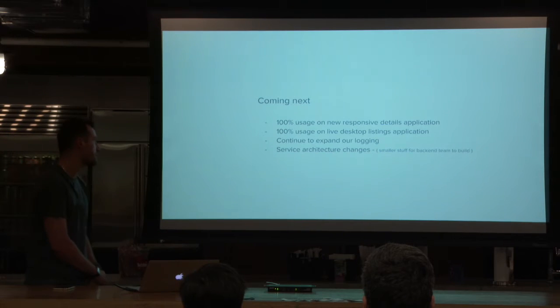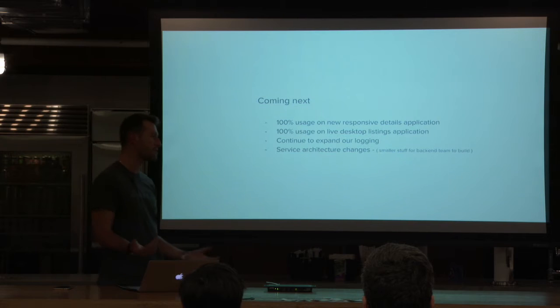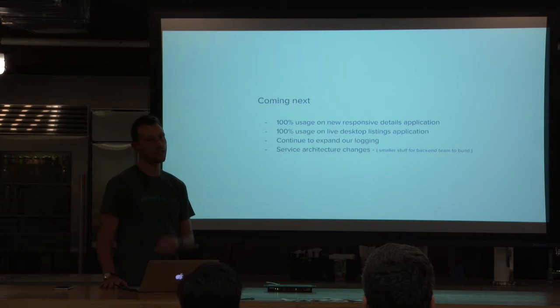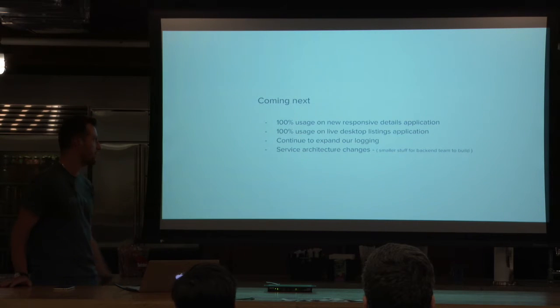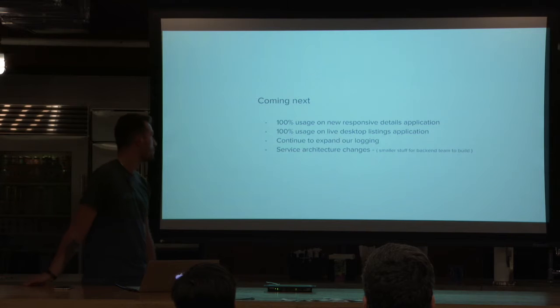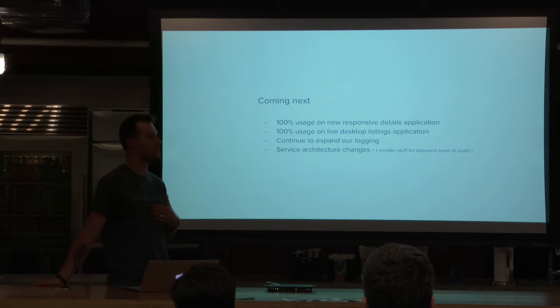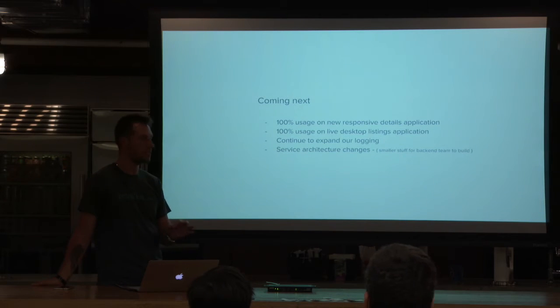All right, so what's next? We have a new responsive details application. Orchestration is a requirement. Any new data or information that's being used by any of our teams is required to use our orchestration tier to do so. So we expect to have a new responsive details app coming out this quarter, fully using orchestration. So desktop listings, we do have this conversion thing that we're dealing with now.